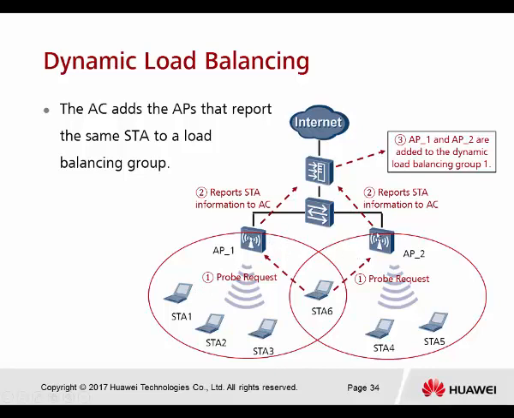So now AP 1 and AP 2 receive the probe request, and they deliver it to the controller. The controller receives this information and knows that AP number 1 and AP number 2 are both able to connect to the STA. Then it knows they can support load balancing in this area. So the controller will automatically add these two APs into the load balancing group.